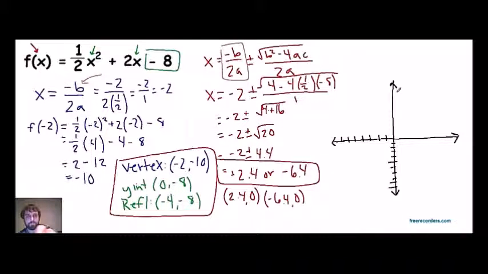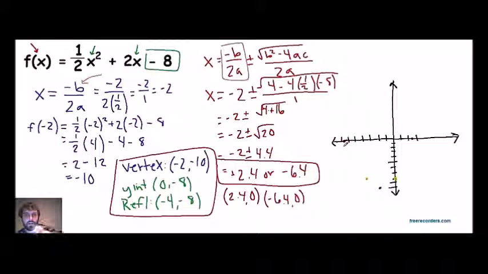Alright, let's plot these points now. Okay, we have a vertex at negative 2, negative 10. Negative 2, negative 10. There it is. That's my vertex. I have a y-intercept at negative 8. We have a reflection point at negative 4, negative 8. I then have x-intercepts at roughly 2.4, 1, 2, 3, and negative 6.4, 4, 5, 6, 7. Awesome. Now I have 5 points.